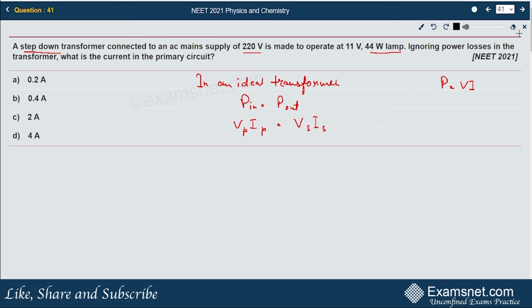And the voltage in primary circuit is given as 220 volt. So here we can write 220 into current, which is unknown, so we'll write IP here, and here 44 watt is the total output power. So it is the product of voltage and current in the secondary circuit, so we can write 44 watt here. So we can find out the value of current in the primary circuit as 44 divided by 220. So here we'll get 0.2 ampere, and therefore option A will be the correct answer.